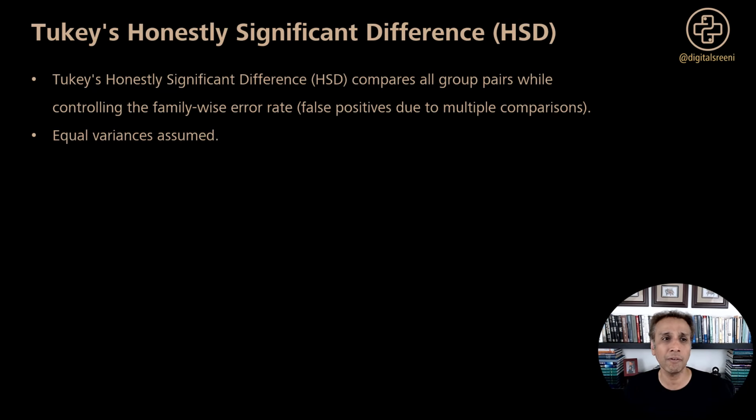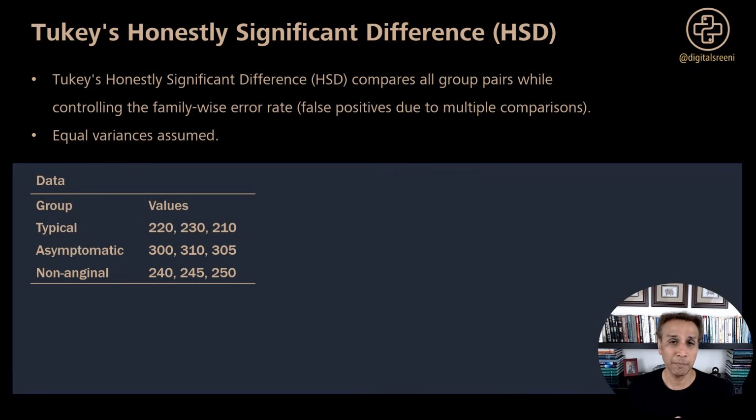If there is no equal variance, there is another test that I'm going to talk about in a second, but let's focus on Tukey's honestly HSD test. It's typically called HSD test. And let's look at the same data. You have the values of 220, 230, 210 for typical, asymptomatic, and non-anginal chest pain.